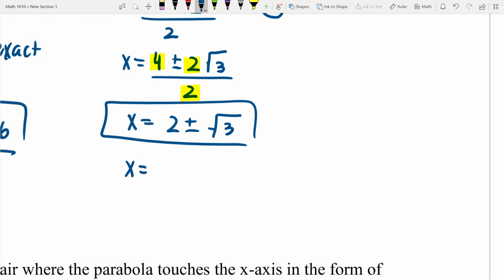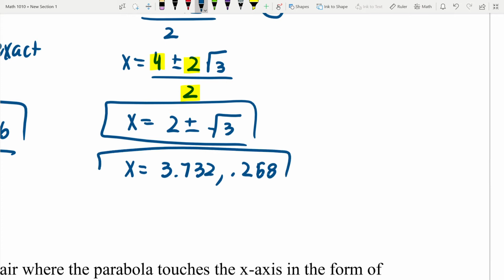Everybody go 2 plus the square root of 3, enter. Three digits is 3.732. Then go up, right, minus, enter, and you get 0.268, and those are your answers. That's it.